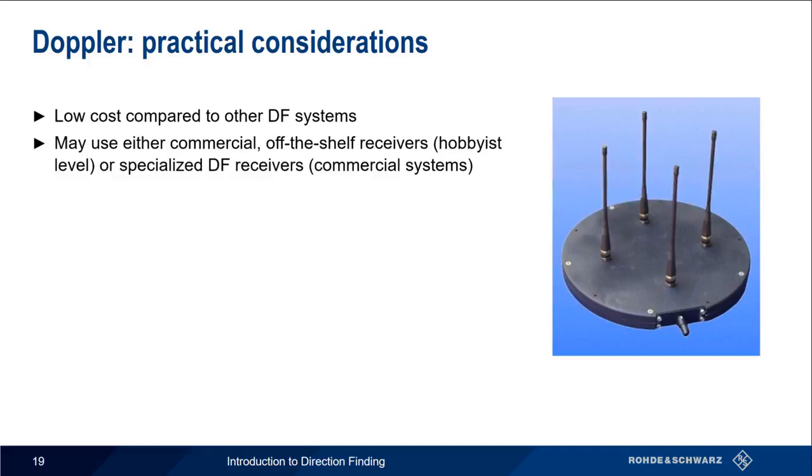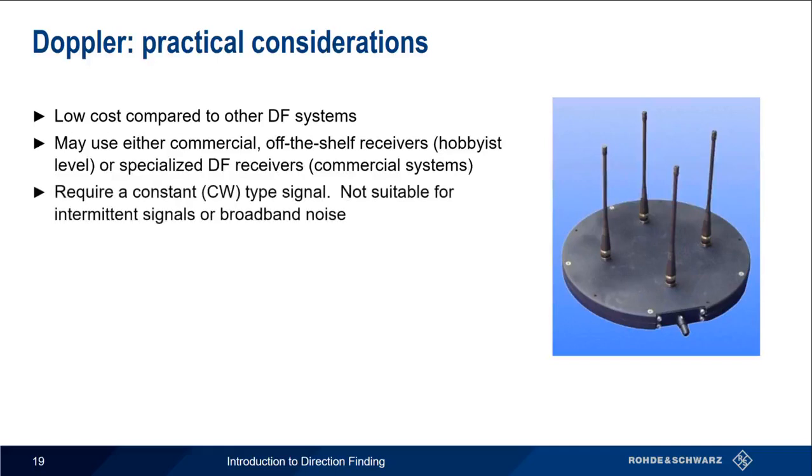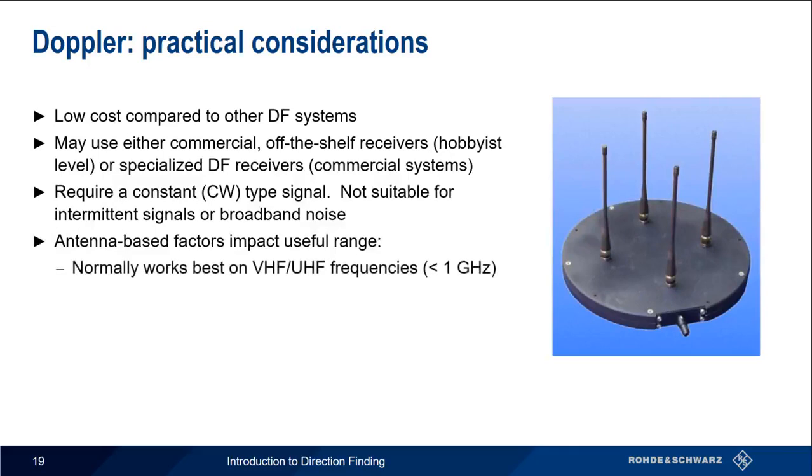First, Doppler DF systems more or less require that the target signal be a constant CW or similar type signal. Doppler doesn't work well for locating intermittent signals, that is, on and off signals, or very broadband or noise-like signals. The antennas or antenna elements in most Doppler systems also limit the useful frequency range for Doppler DF. Almost all Doppler systems are designed to work at VHF or UHF frequencies, so Doppler isn't a good choice for DFing at either HF or microwave frequencies.